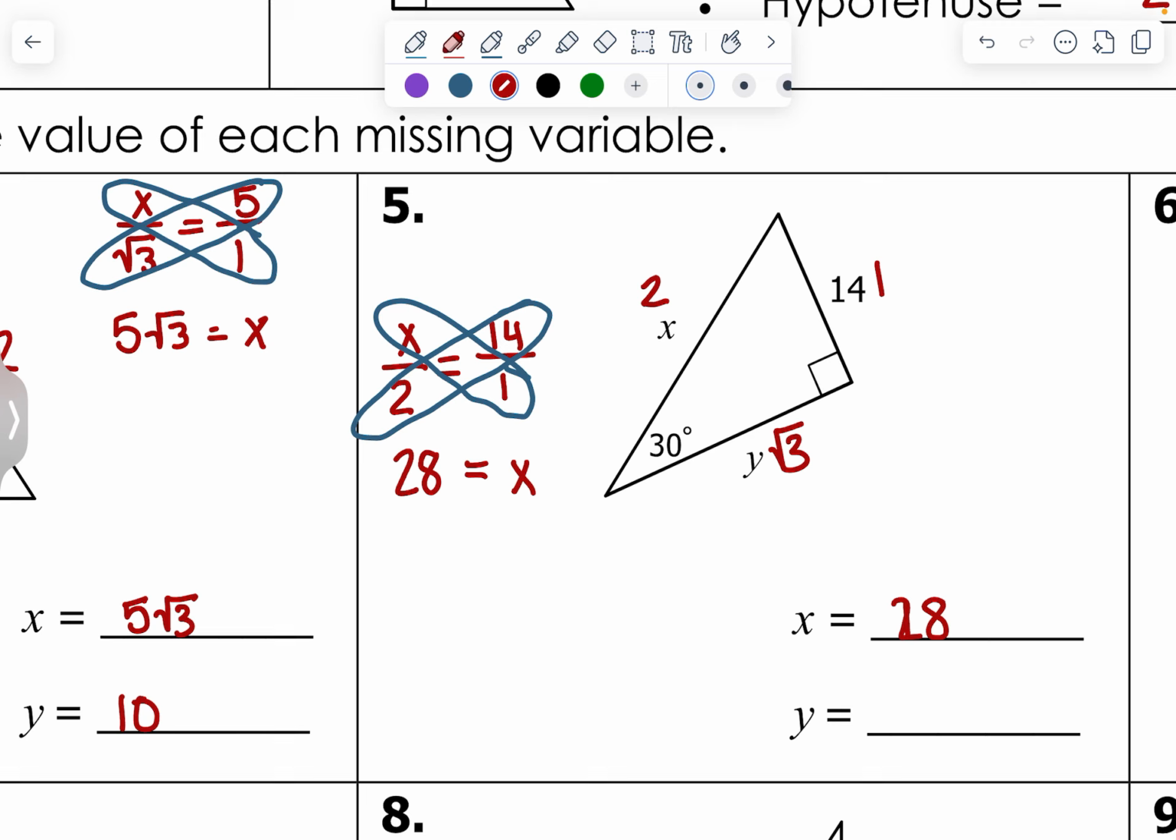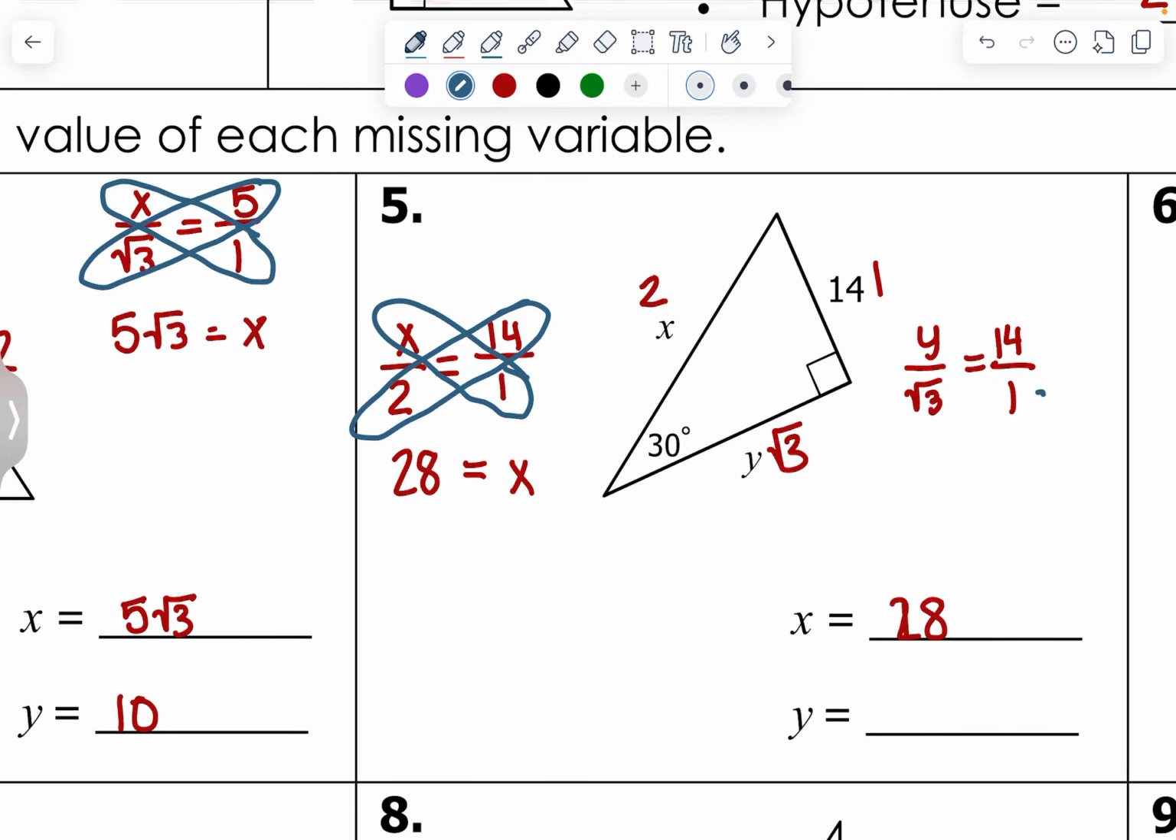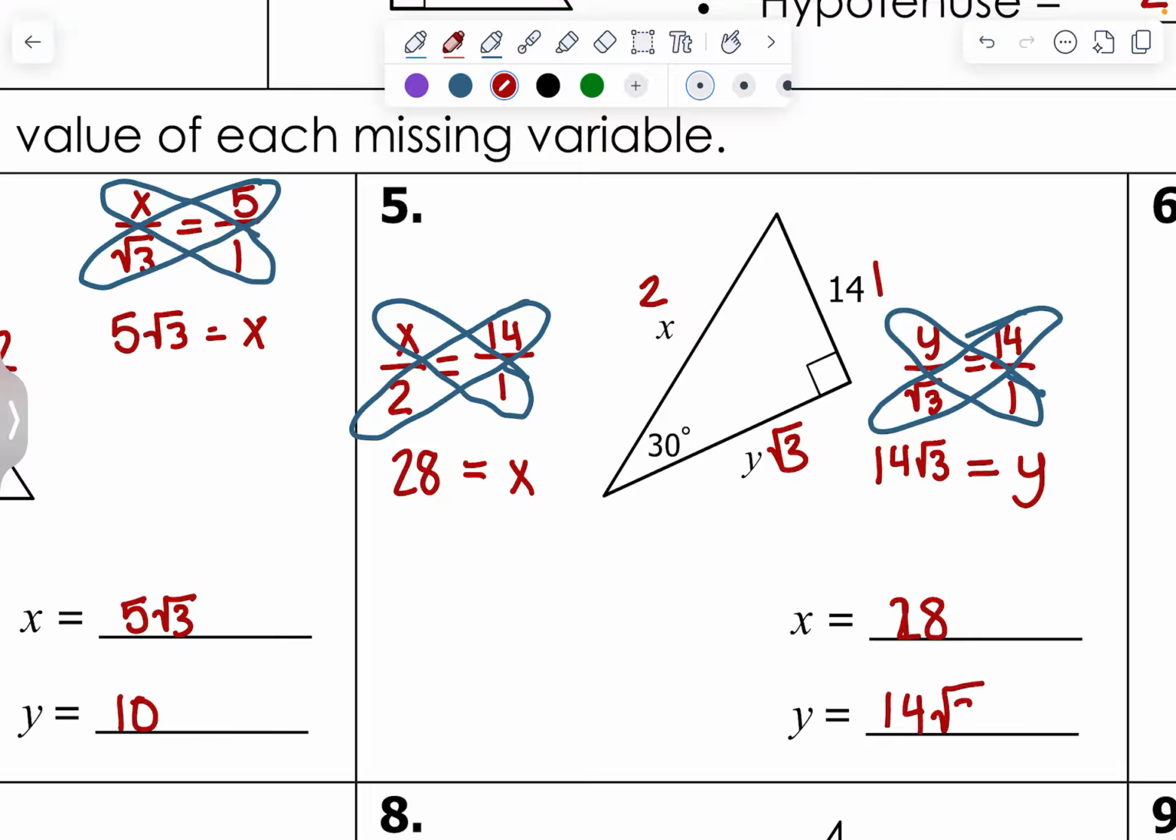Well, let's now find y. We got y over radical 3 equals 14 over 1. We need to cross multiply. Y times 1 is y. And 14 times radical 3 is 14 radical 3. All right, and so y equals 14 radical 3.